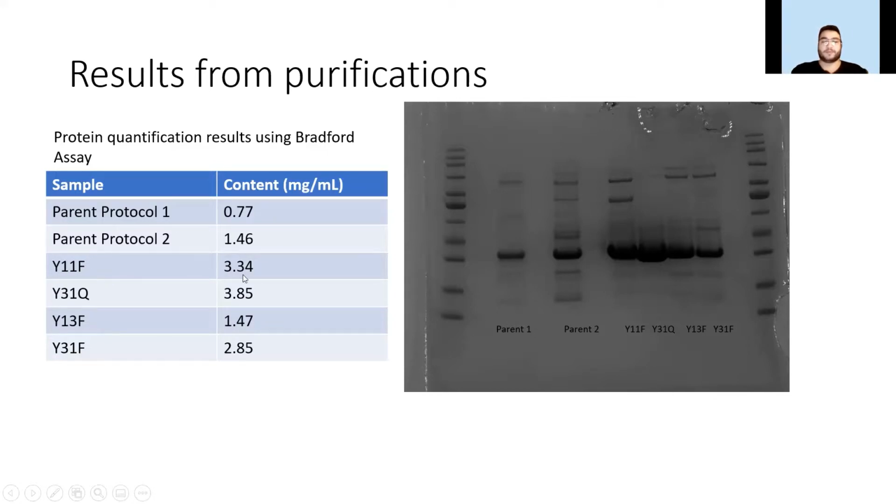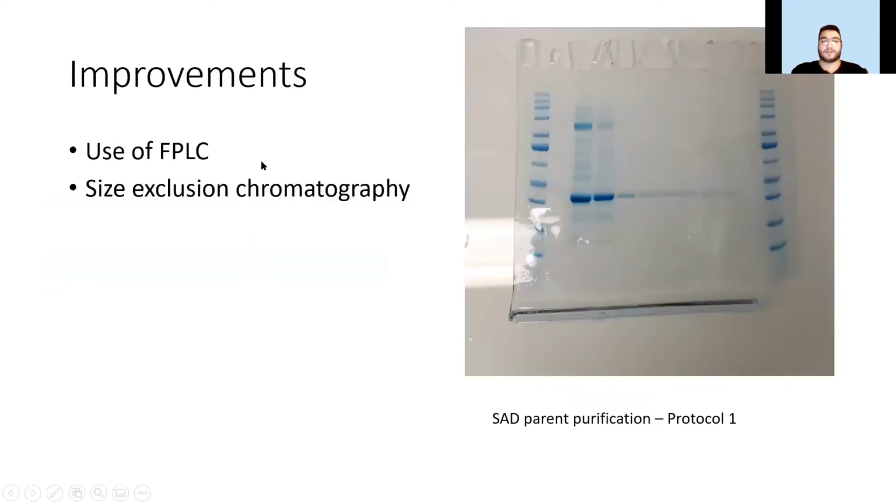And for example, these also had typically higher yields than parent protocol 1, as these used parent protocol 2, but at the same time, this one was similar to the first one. So that's pretty much it for that lab work. Some improvements that can be done are the use of FPLC, because that has better isolation than gravity columns, and size exclusion chromatography. For these, to purify afterwards, we used size exclusion chromatography, but that was really after we pooled all the samples. Initially, it was just the affinity chromatography.